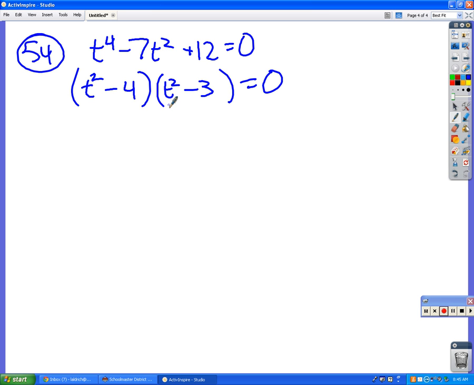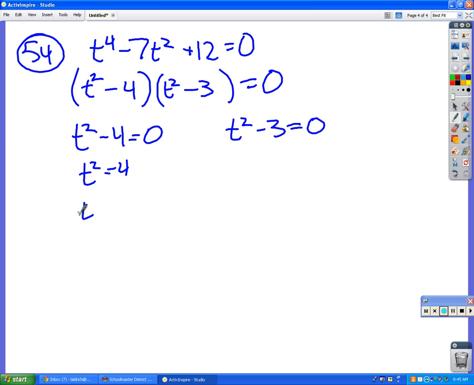All right? So, since these 2 things multiply together to equal 0, that means either t squared minus 4 has to equal 0, or t squared minus 3 has to equal 0, right? Yep. Okay? And these are both easy to solve now. Positive or negative 2, good, because if I add 4 to both sides, and then take the square root, I get plus or minus 2. Multiplicity? No, because one's positive and one's negative.